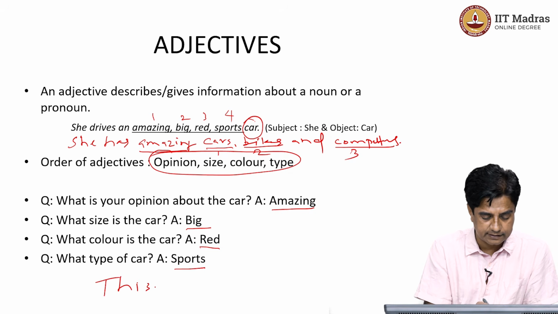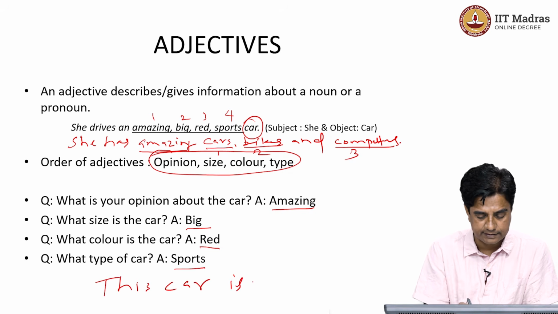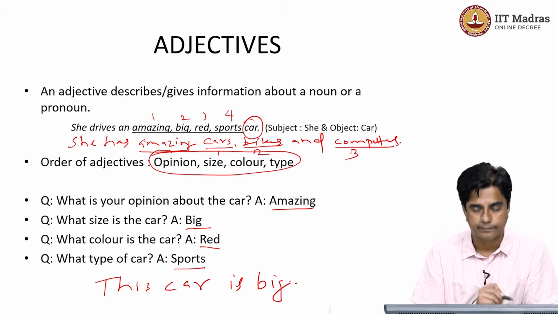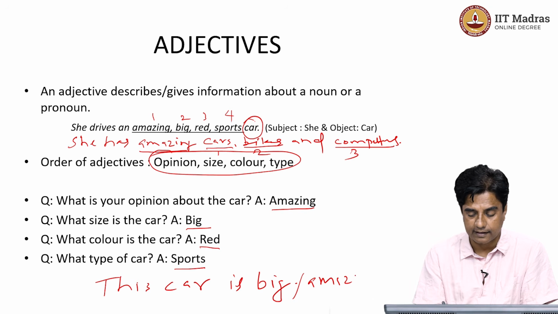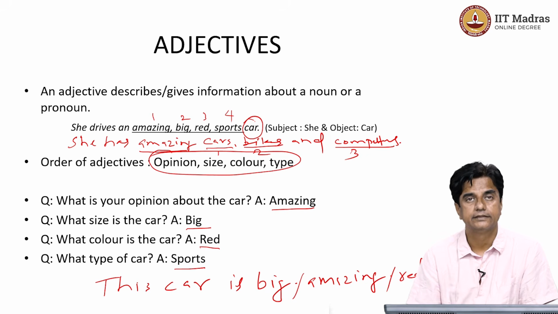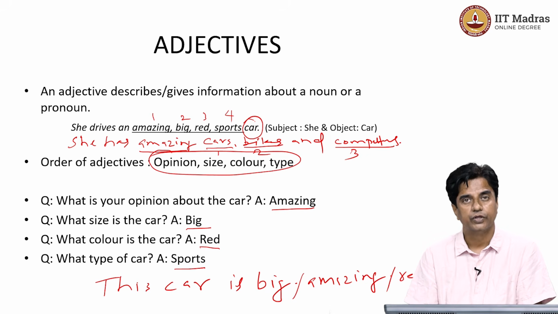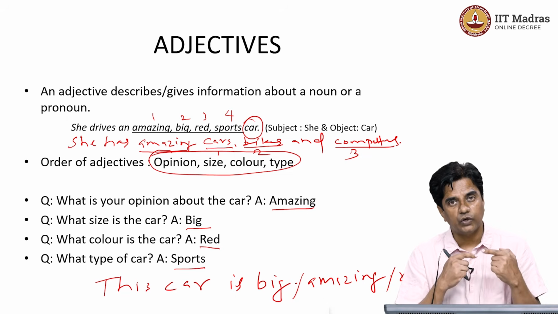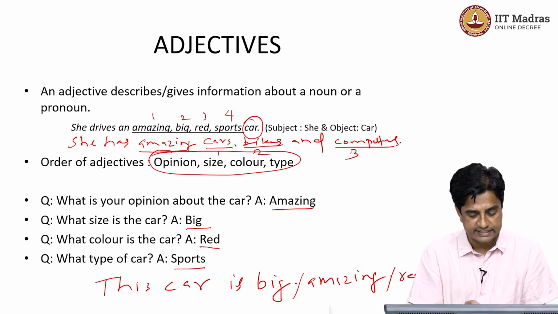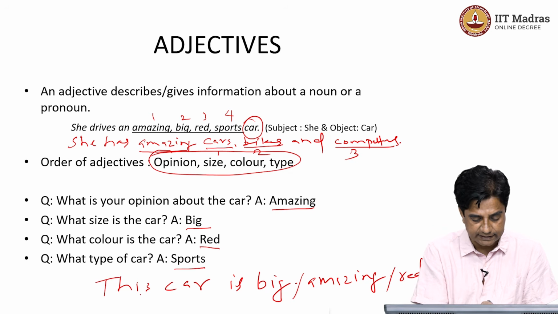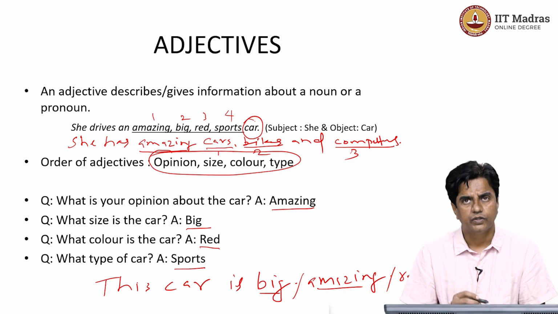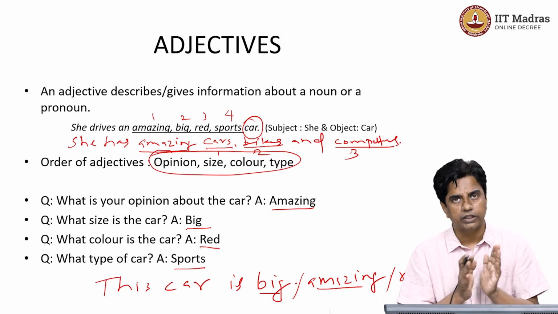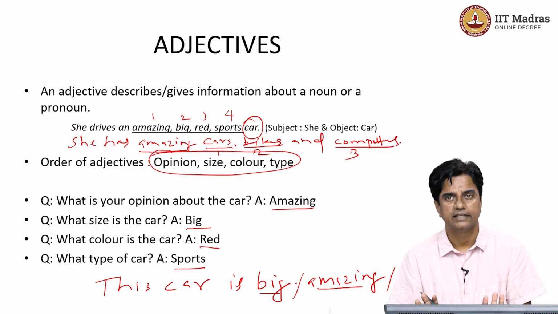this car is big. We can say this car is amazing. We can say this car is red. This type of sentence is also possible. So please understand, in order to understand a sentence, when we say these things, look at this. We have big, amazing, and red. We can put all three of them together, or we can have just one in a sentence.